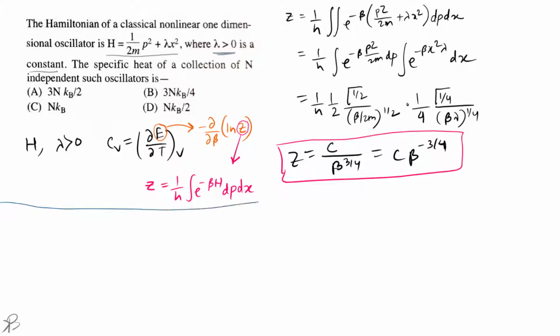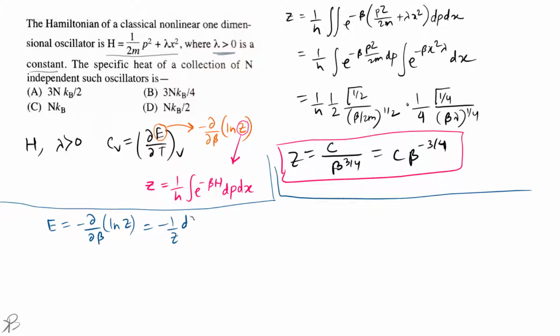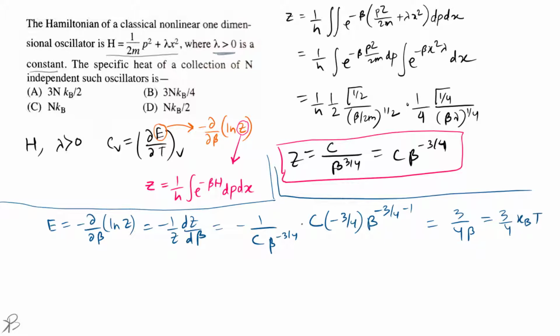Now the average energy E is minus ∂/∂β of ln Z, which is equal to minus 1/Z dZ/dβ. Now if we plug in the values, it will be minus 1/Z, so c times β^(−3/4), dZ/dβ, so this will be minus (−3/4) β^(−3/4 −1), so it will be β^(−7/4). Now if we simplify, this will be 3/(4β), or equal to 3/4 kBT.